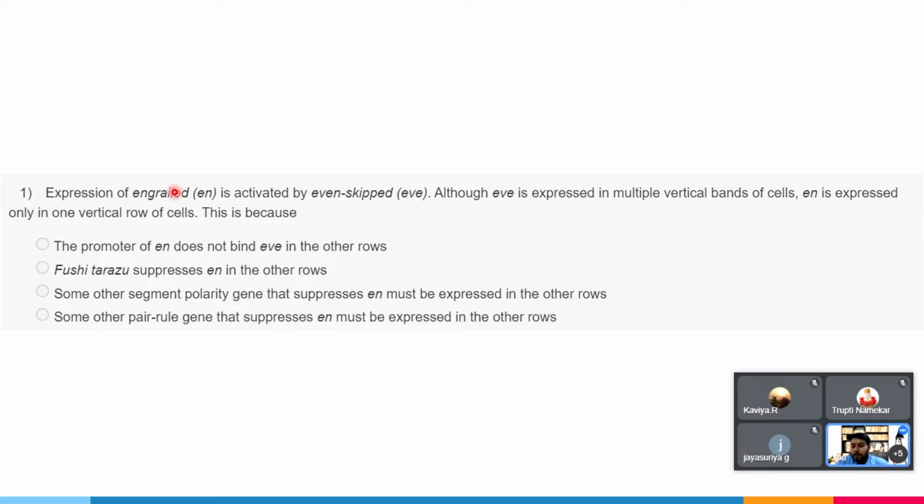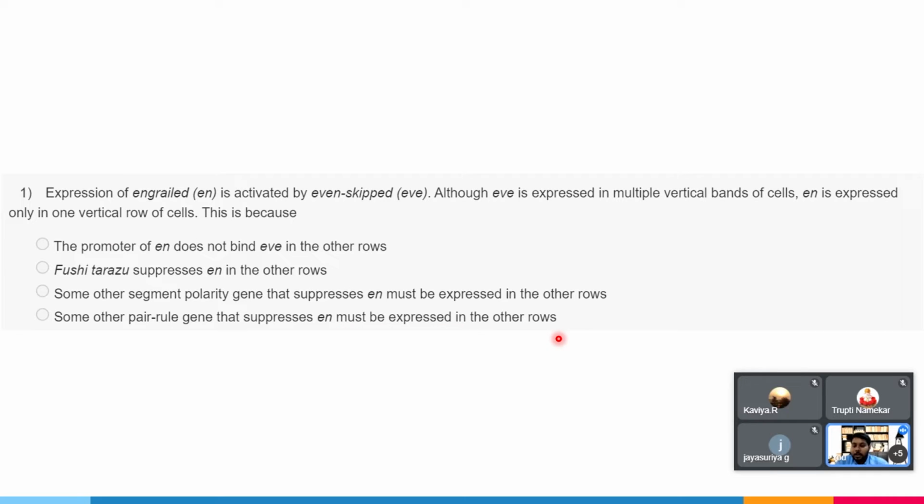The options are: the promoter of engrailed does not bind to even-skipped in other rows. Fushi tarazu suppresses engrailed in the other rows. Some other segment polarity genes that suppress engrailed must be expressed in the other rows, and some other pair-rule genes that suppress engrailed must be expressed in the other rows.